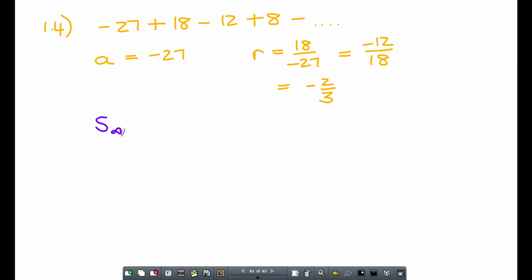The sum to infinity will be A over 1 minus R. And to make it stick in your head, just to learn the formula, every time you do a sum with that, write out the general equation first. Because every time you write it out, you will automatically remember it faster, right?